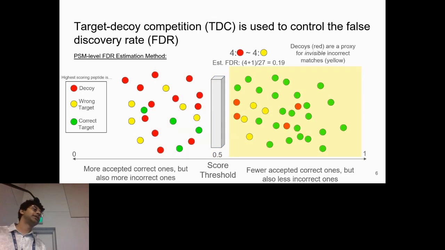What we would like to do is find a nice sweet spot where we have a low amount of false discoveries. Usually it's around 1%. And as you can see here, the amount of decoys we have in that database estimates the number of wrong target matches that we have. So this is how I like to think of target decoy competition, using it to control the false discovery rate. So I'll just be using those terms throughout this talk.